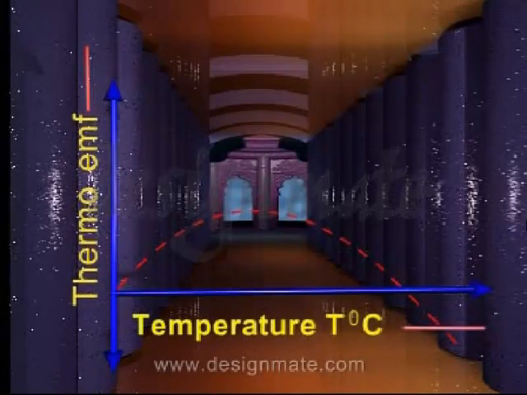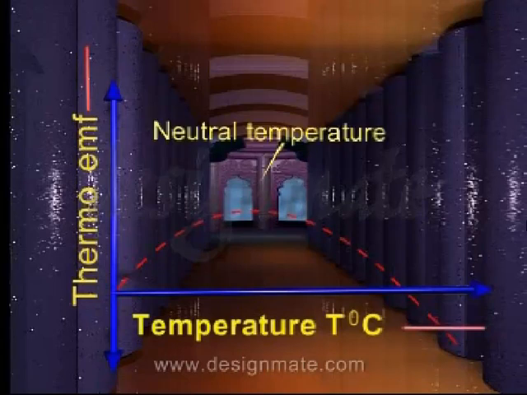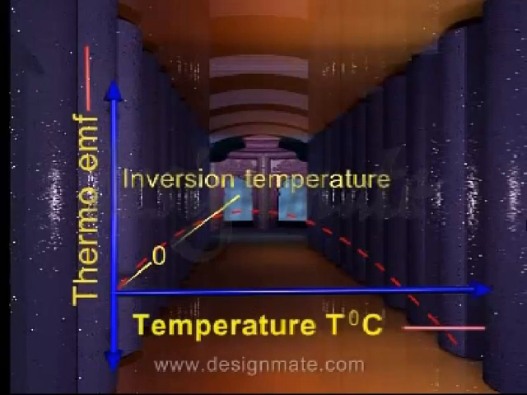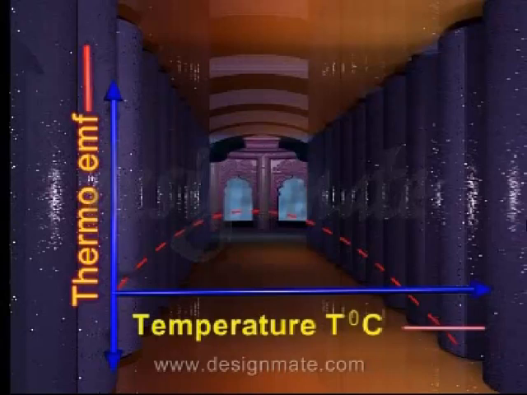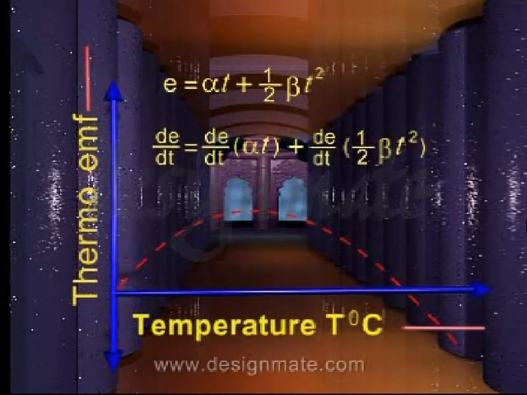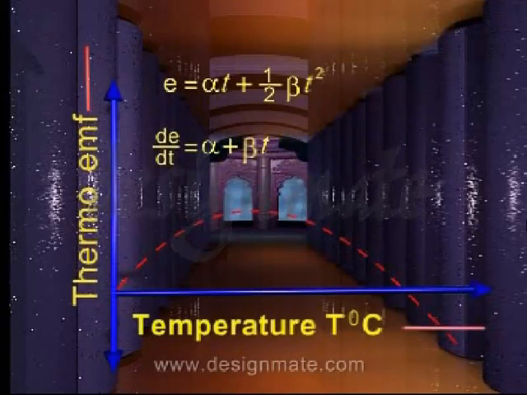The temperature at which thermo EMF is maximum is called the neutral temperature, and that at which the thermo EMF is 0 is called the inversion temperature. The relation between the thermo EMF and the temperature can be expressed empirically through an equation. Thermo EMF E is equal to alpha T plus half beta T square. The constants alpha and beta depend upon the type of metals forming the thermocouple.